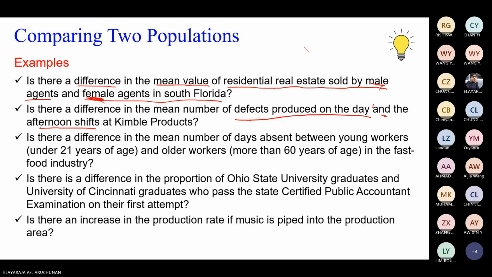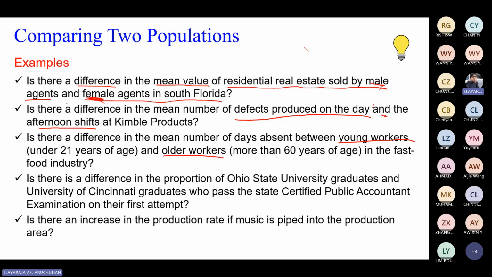Okay. Third example, again, similar to the first two. Is there a difference in the mean number of days absent between young workers under 21 years old and older workers? So these are two different populations in the fast food industry. So the fast food industry is the area where we collect the data. The two different samples are young workers and older workers.